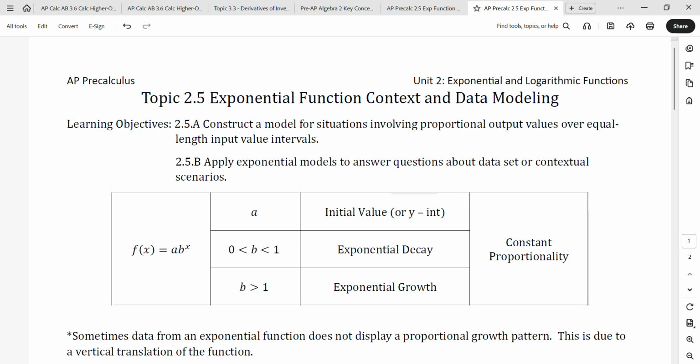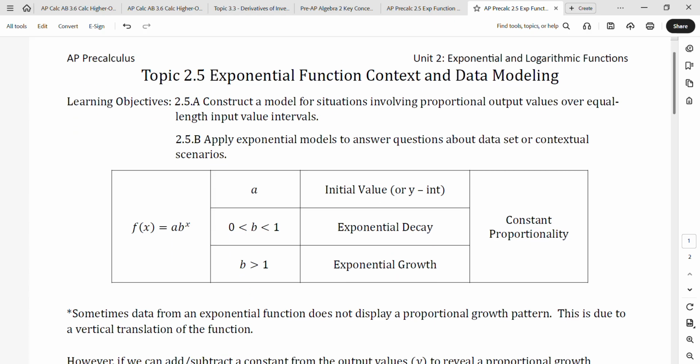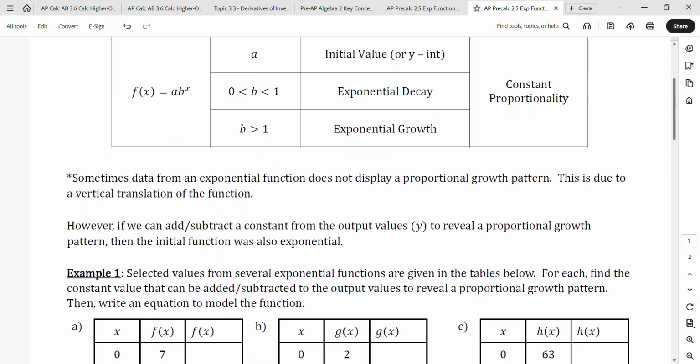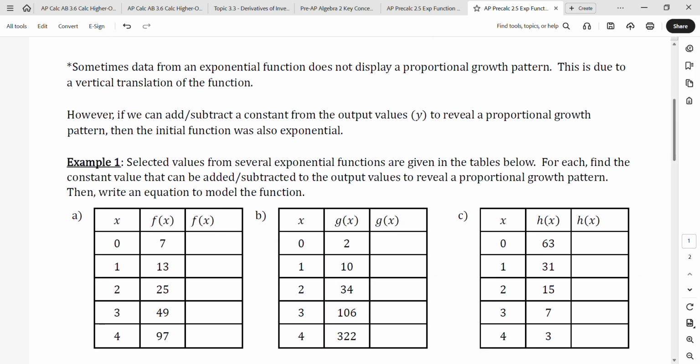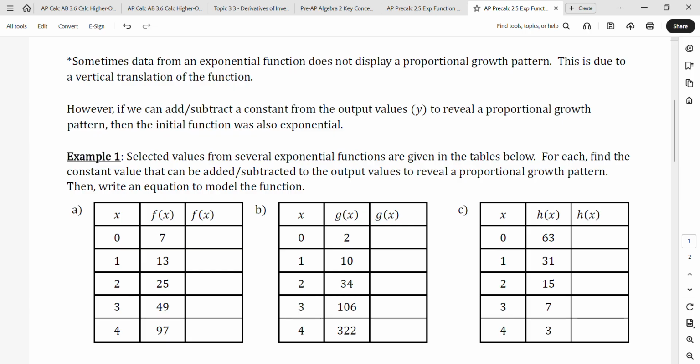Now, as we learn rules and patterns, there's oftentimes small exceptions. So let's talk about a small exception first. Sometimes data from an exponential function does not display exponential growth, but this is because of a vertical translation. Because we can take an exponential function and add or subtract a value from it. It's still exponential, but the table doesn't look exponential. Okay, so that's what we're going to do in this first example. We kind of hinted at this a little bit back in topic 3.